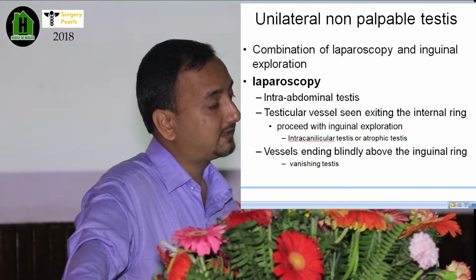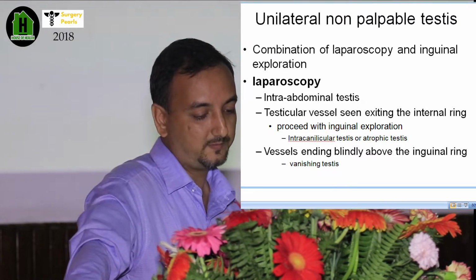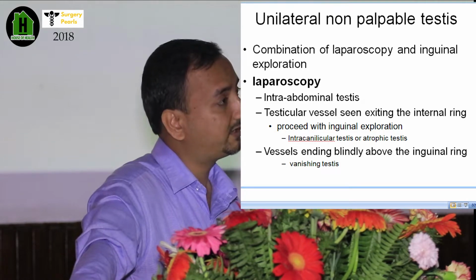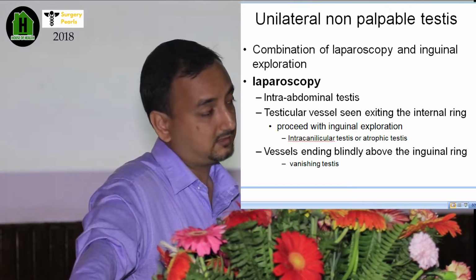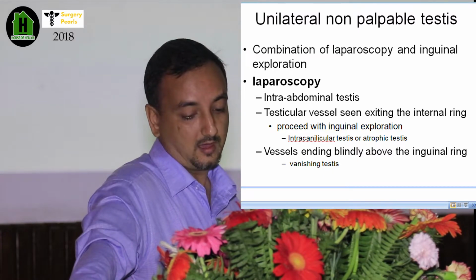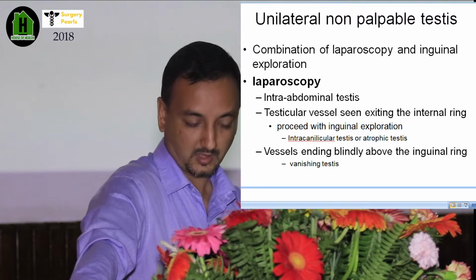And if that is the case, then we proceed with inguinal exploration, because we know that the testis is inside the inguinal region. So it can be an intracanalicular testis or an atrophic testis, we don't know. And then the vessels might be blindly ending above the inguinal ring, that is a case of vanishing testis. Nothing needs to be done after that.